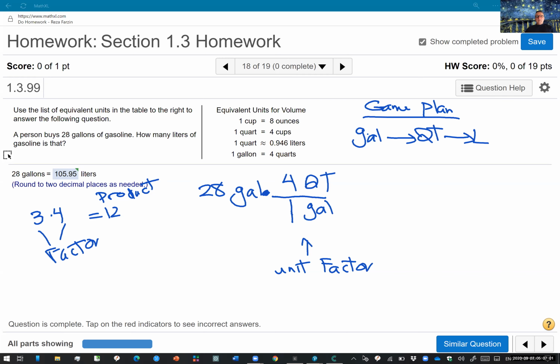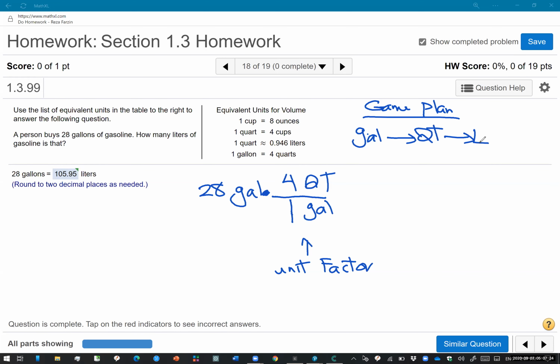So now we'll go ahead and bring in one more unit factor to wrap this up for us. Because this is just gonna, look, here the gallons are gonna cancel, and if we just stopped right here, we'd have an answer in quarts, right? But we don't want the answer in quarts. We want it in what? Liters. Right, so we're gonna go ahead and multiply by, what do you think?